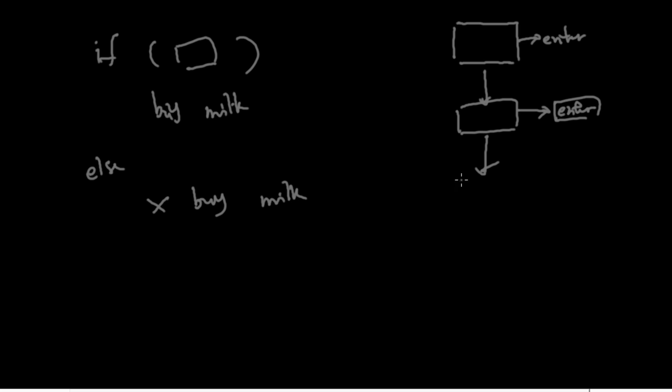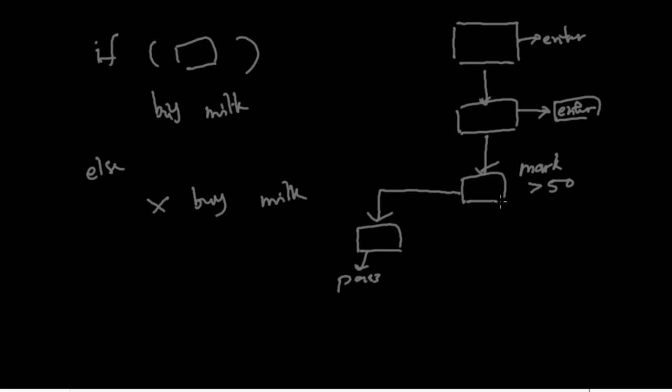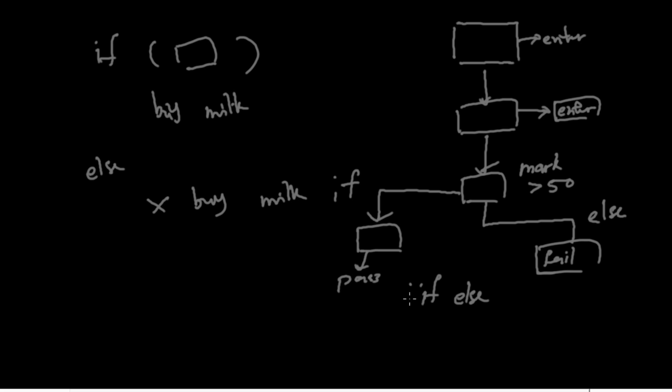Now the next line says if the mark that the user enters is more than 50, it shall printf a pass. And if it is lower than 50, it shall printf a fail. If it's more than 50, it's a pass, or else it's a fail. So there we have it: the if-else construct. Now I'll demonstrate how to use this.